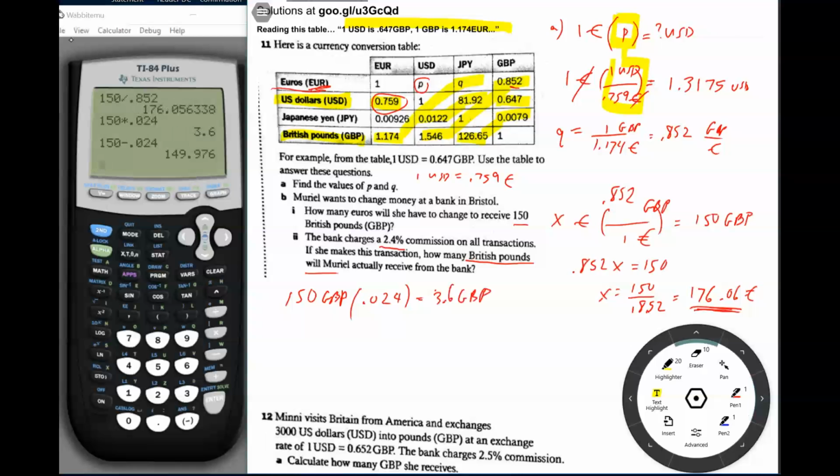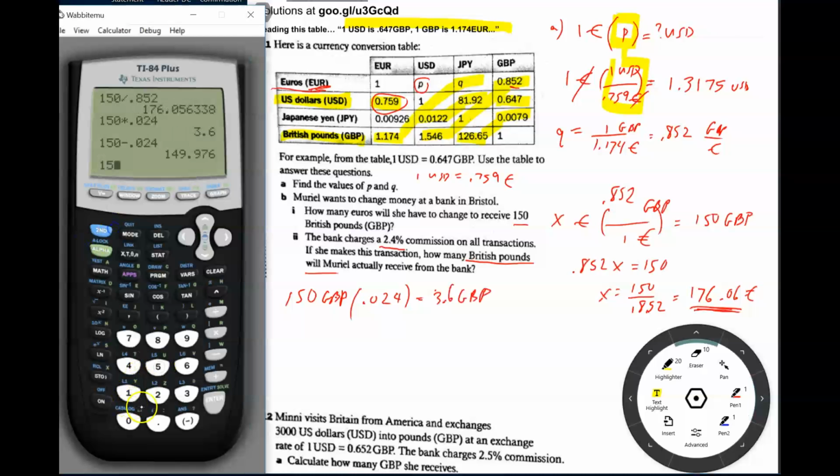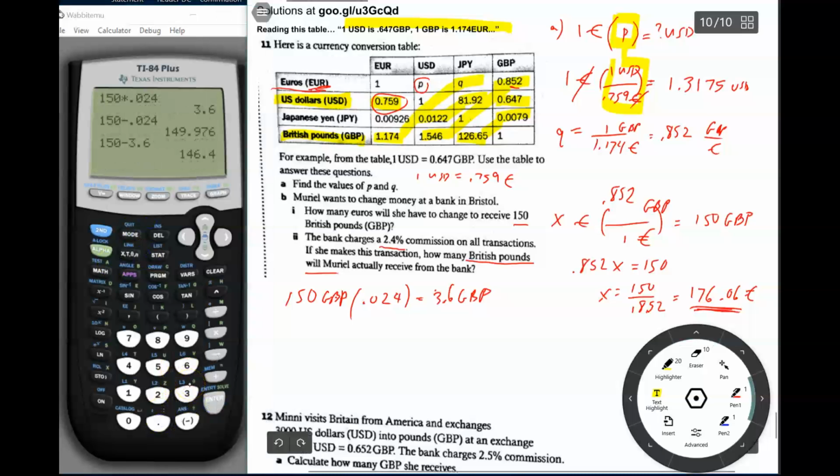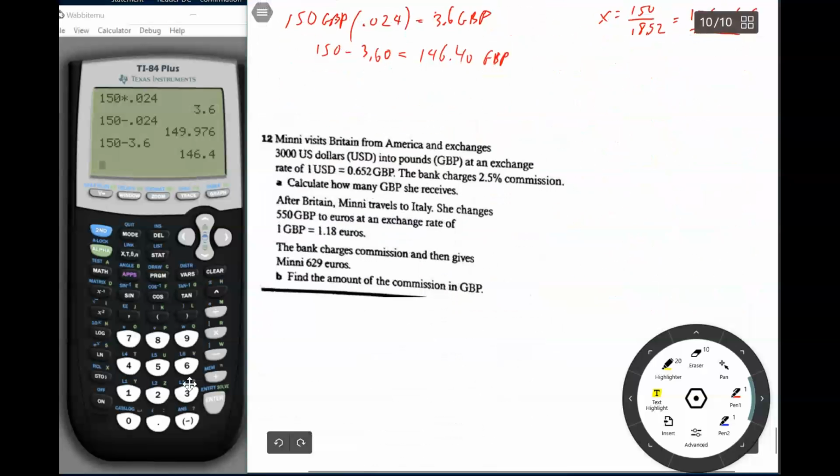Now I can subtract off that 3.6 from 150, and that'll give me the amount of GBP that Muriel actually receives. So she actually gets 150 minus 3.6, which is 146.40 GBP. Okay, let's go to the next one.